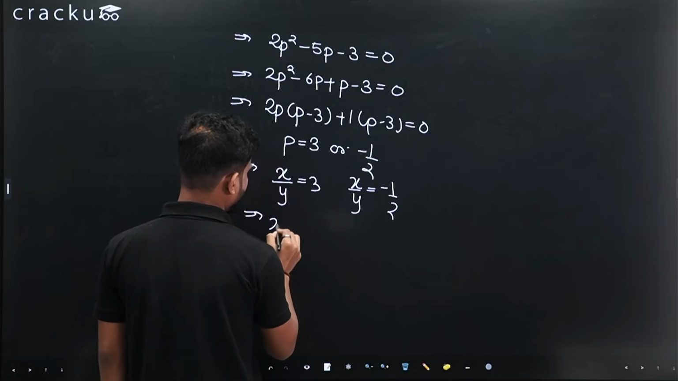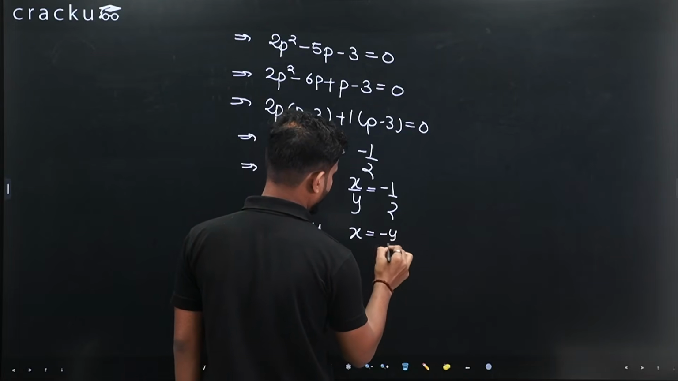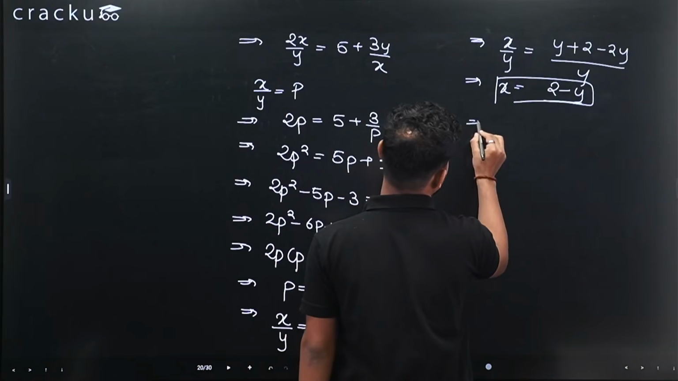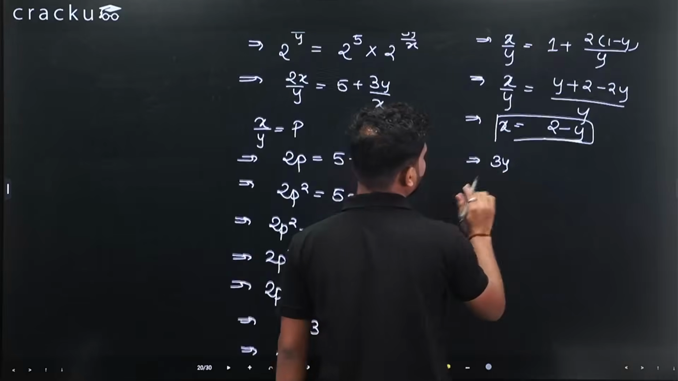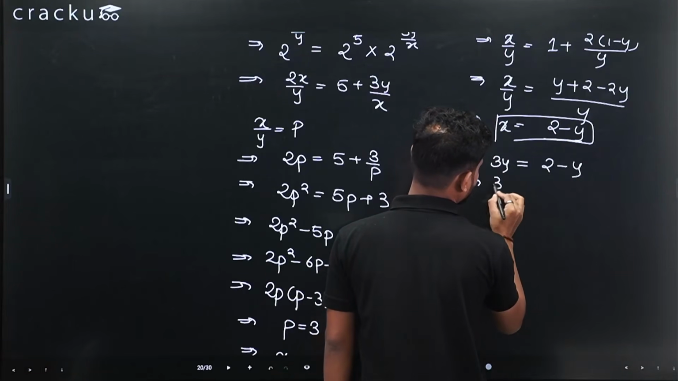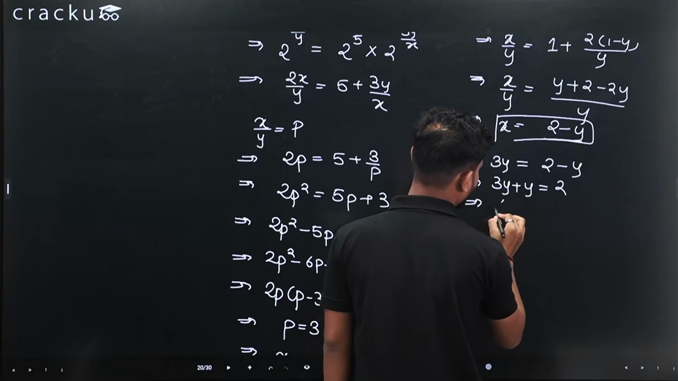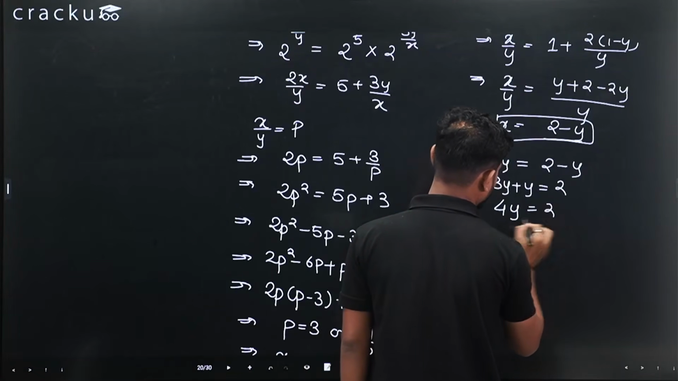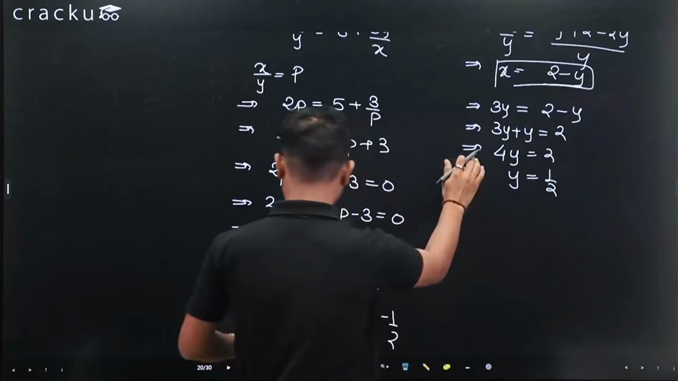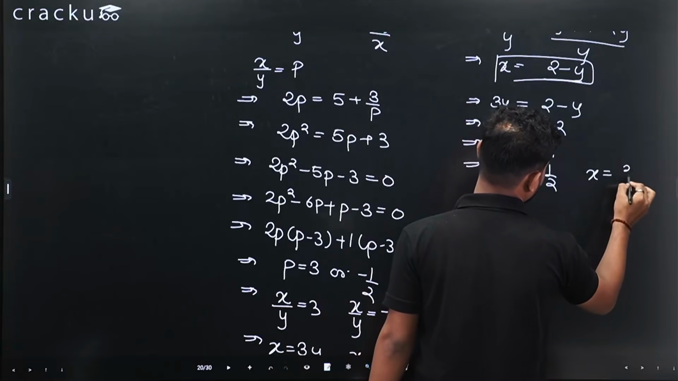From here I can say x is equal to 3y or x is equal to minus y by 2. So I have two cases. If I put x is equal to 3y, what would I get? I would get 2 minus y, or 3y plus y is equal to 2, or 4y is equal to 2. Y is equal to what? Y is equal to 1 by 2. If y is 1 by 2, x will be 3 by 2.